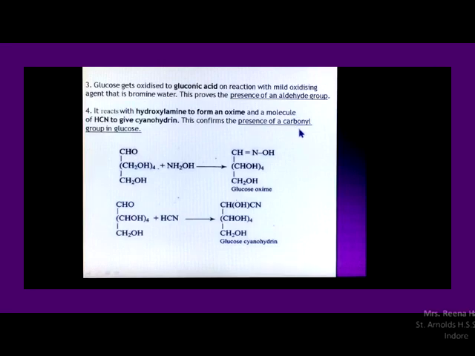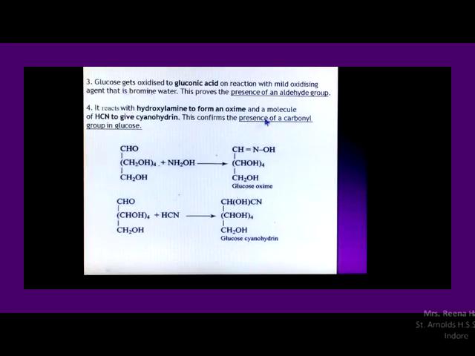Moving on further, the next evidence was found in the presence of hydroxylamine. When glucose reacts with hydroxylamine, that is NH2OH, children, it forms an oxime. You can see in this equation, the glucose aldehydic group is converted into an oxime, that is the CH=NOH group. And further, on treating the same glucose with HCN, it gives cyanohydrin.